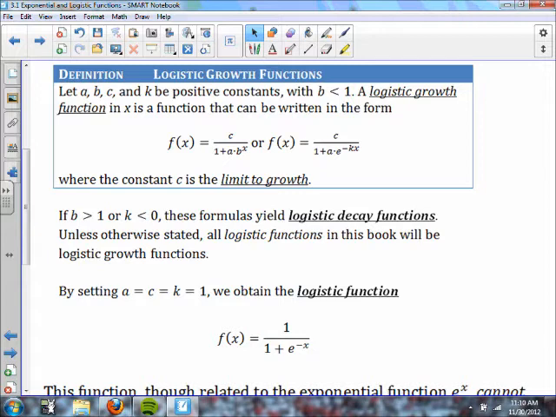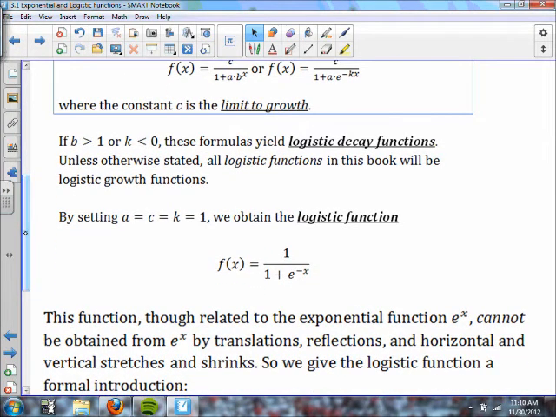Now the constant c is going to be the limit to growth. The c value is going to be the highest that your population can ever be. Okay? It's also going to be a horizontal asymptote. So in this function, you're going to have a horizontal asymptote at y equals 0 and at y equals c, that top value. Okay? Now we have a disclaimer here. We're only going to talk about logistic growth functions. We're not going to talk about logistic decay functions. Okay?